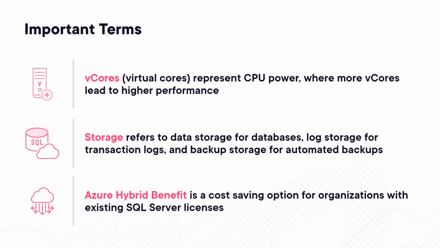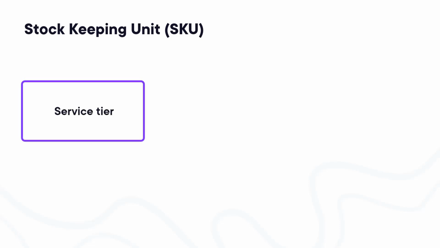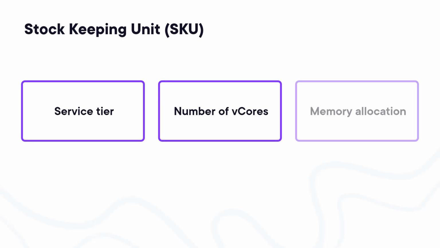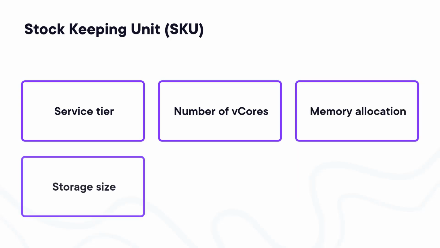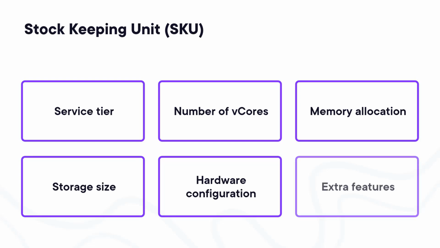Another important term is Stock Keeping Unit, or SKU, which represents a specific configuration of resources and features that define the performance, capabilities, and pricing of the service. Each SKU is a combination of service tier, number of virtual cores, memory allocation, storage size, hardware configuration, and other features like high availability options and read replicas.